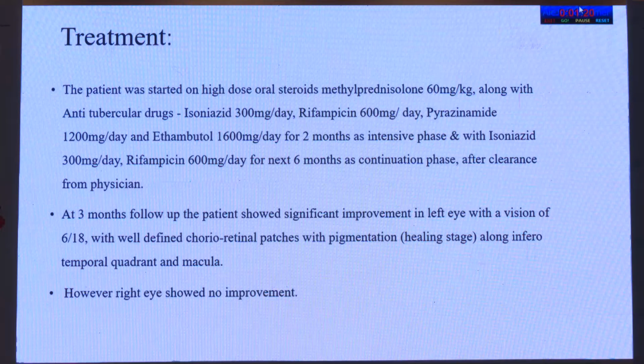The patient was started on high-dose oral steroids after consultation with the chest physician, and along with that, he was also started on anti-tubercular drugs with pyrazinamide, rifampicin, isoniazid, and ethambutol for 2 months as the intensive phase, followed by 4 months of isoniazid and rifampicin. At 3 months follow-up, the patient showed significant improvement in the left eye with a vision of 6/18 with well-defined chorioretinal patches with pigmentation along the inferotemporal quadrant and macula. However, the right eye showed no improvement. It was initially 6/9 and later on also it was 6/9.